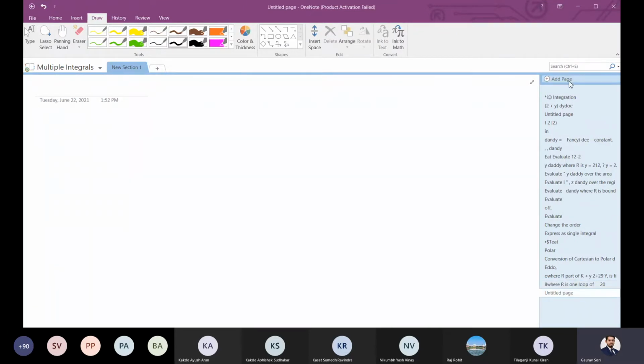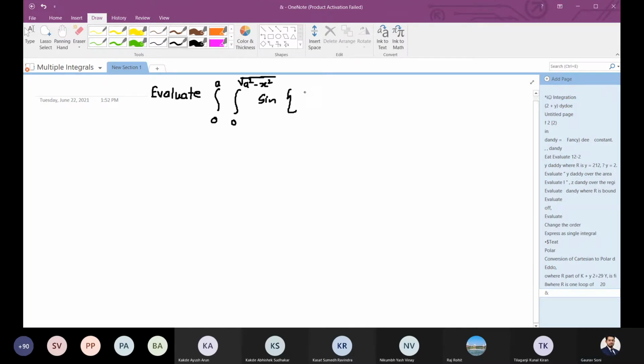Okay, so these were all the cases. Now we will go for actually solving some examples related to the conversion. So we need to evaluate the integral 0 to a, integral 0 to under root a square minus x square, sine of pi by a square in bracket a square minus x square minus y square.